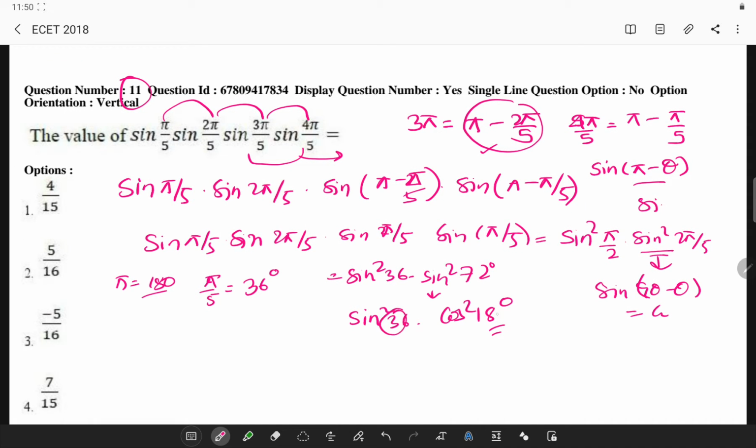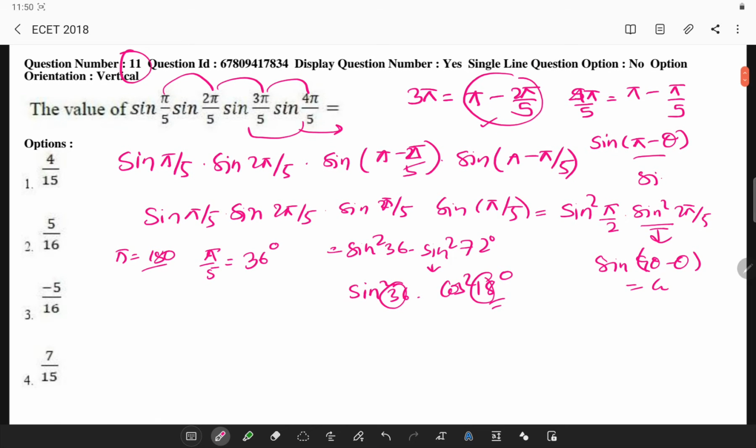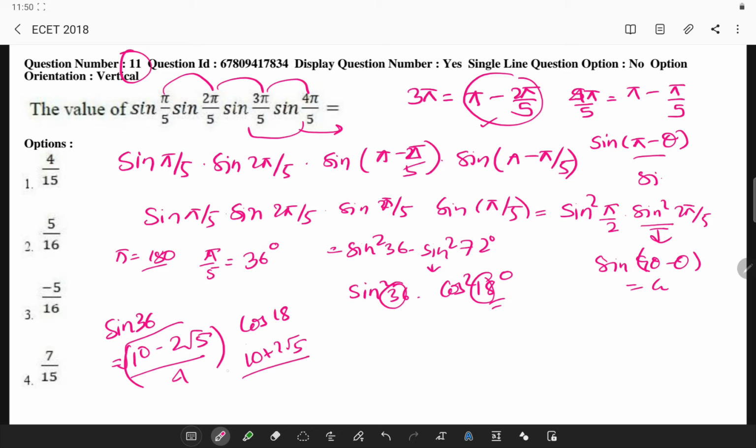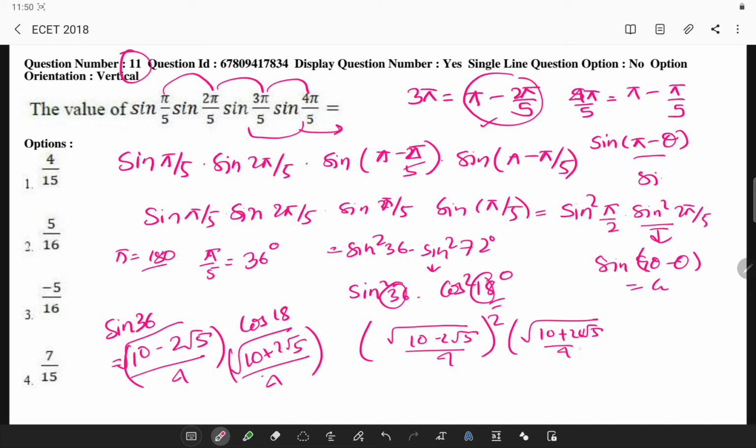So why am I writing this? Because I have to make use of the formulas. Now the value of sine 36 is root of 10 minus 2 root 5 by 4 and cos 18 is root of 10 plus 2 root 5 by 4. So substituting this and squaring it, root over 10 minus 2 root 5 by 4 whole square into root over 10 plus 2 root 5 by 4 whole square.